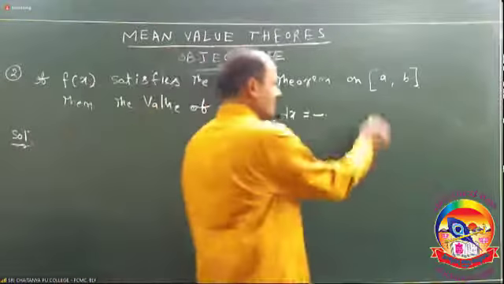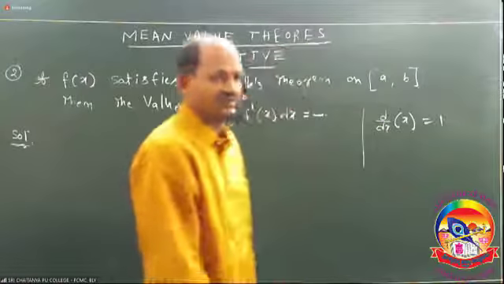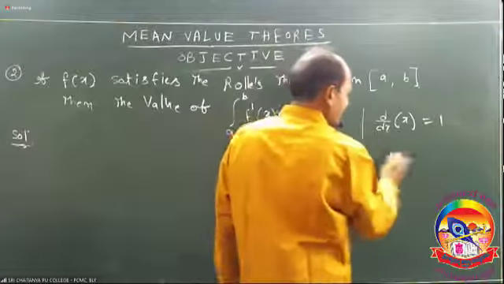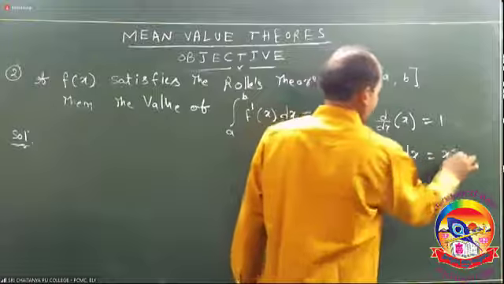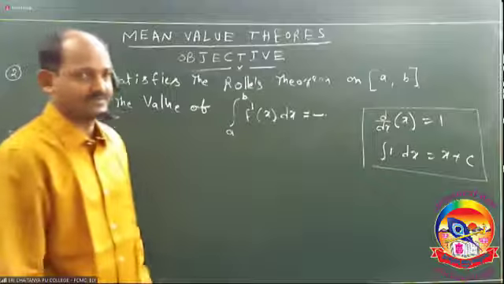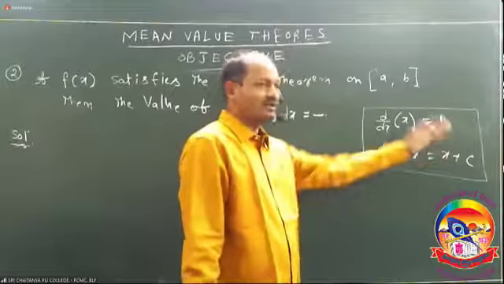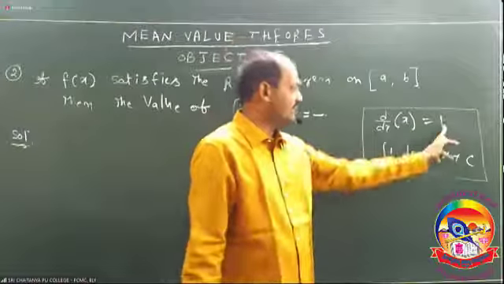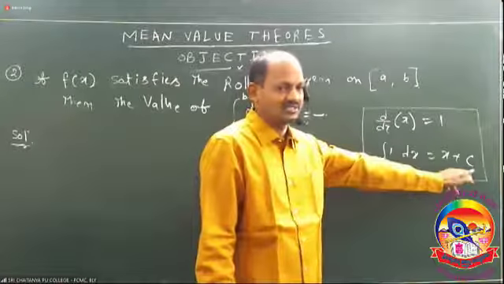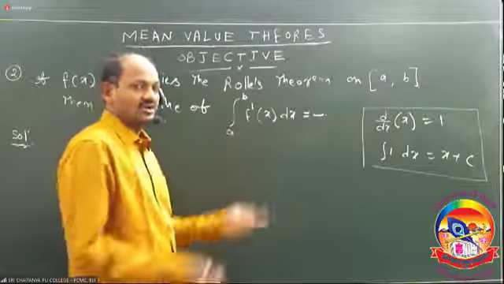You know that the derivative of x is equal to 1. It is f dash, meaning a derivative. It is integration. For example, integral of 1 dx is x. Integration and differentiation are both reverse processes. Derivative of x is 1; integral of 1 is the reverse. Integral of 1 dx is equal to x plus c, where c is an arbitrary constant. So differentiation and integration are both reverse processes.